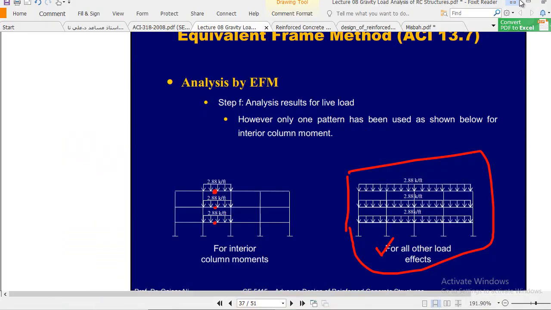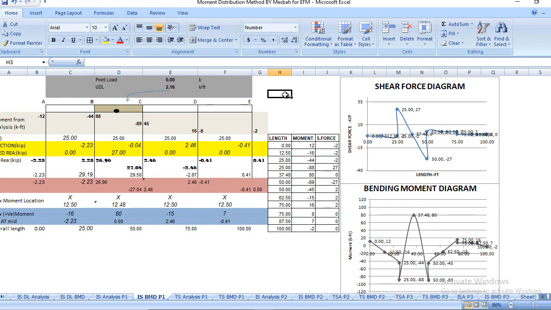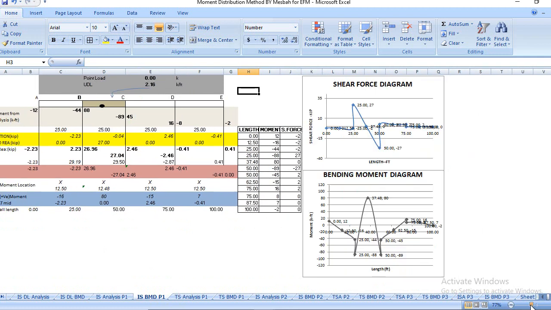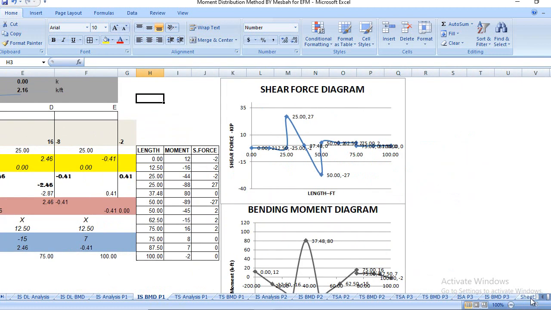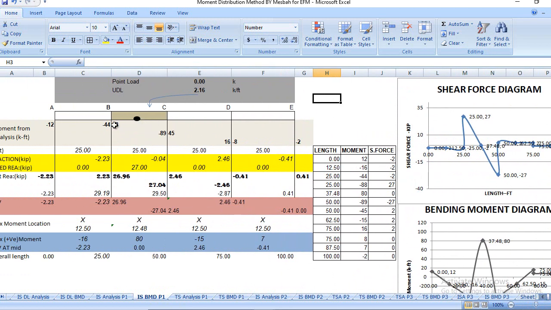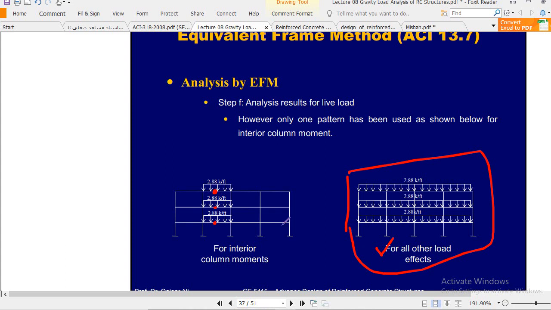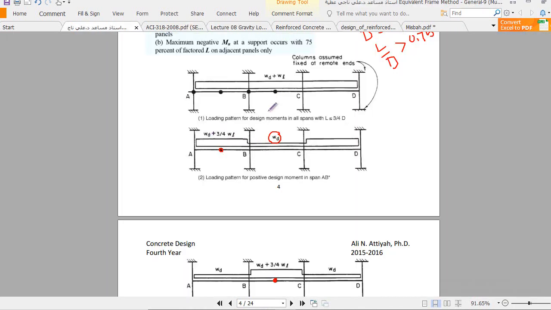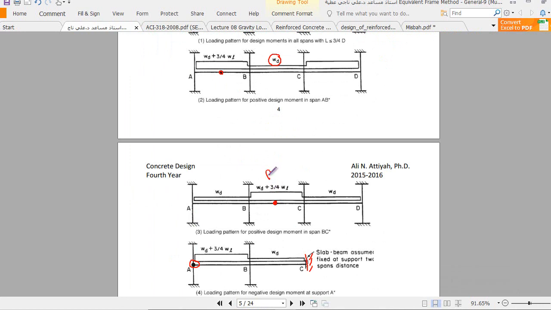So let me check this. You see that this is our interior story, and our interior story is analyzed for this loading pattern which is denoted by P1. Now this case will give us the maximum positive moment in the BC span. Although our live load is 2.88 kF, I have multiplied that 2.88 by 3/4, so I got 2.16. So this is what it means, that you have to apply it here. This is our loading pattern P1.